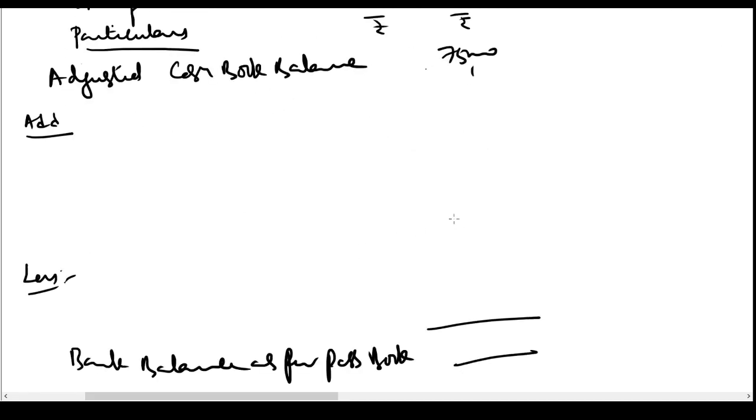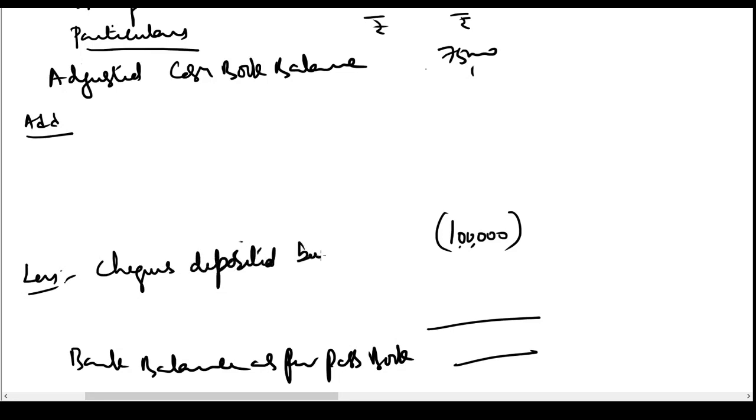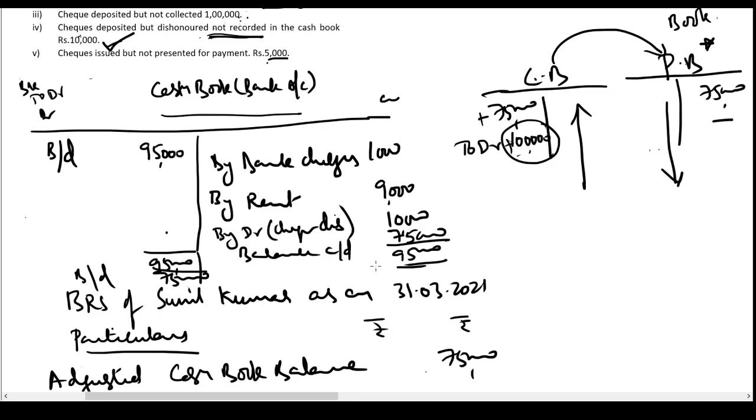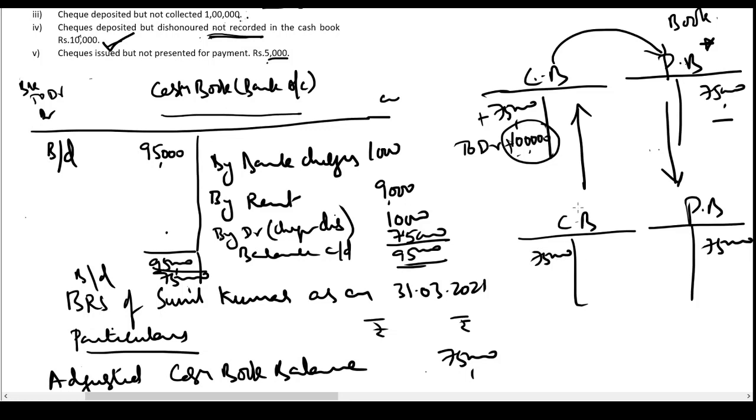So I'll write here. I think there are only 2 items left, so I'll just simply put 1 lakh in the other column. Checks deposited but not collected, 1 lakh. Let us take up the next transaction. Cash book, passbook, debit side 75,000, credit side 75,000. We have to start with the cash book and arrive at the passbook.